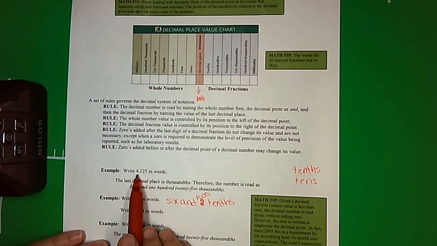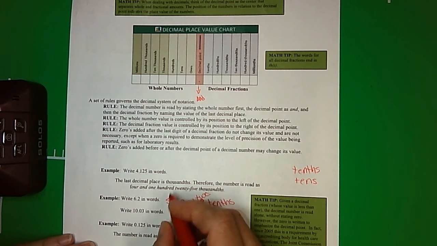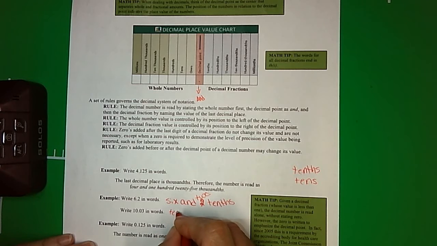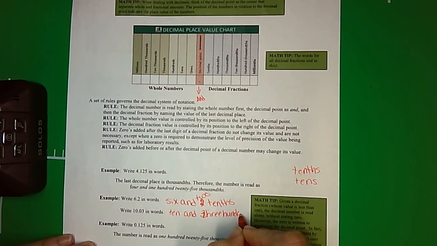So we have this example of 4.125. This is read as 4 and 125 thousandths because the 5 lands in the thousandths place. This one here is 6.2, so it's 6 and 2 tenths. Kind of get the idea? This one would be 10 and 300ths. Whoops, spell the word out. 300ths.